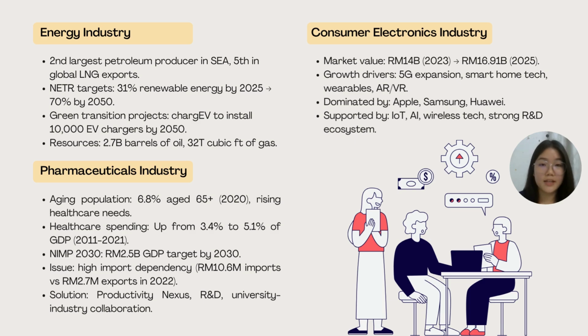We have also analyzed the energy industry. Malaysia is the second largest petroleum producer in Southeast Asia and the fifth largest liquefied natural gas exporter globally. But for the latest trend, the government is also working towards green energy. The National Energy Transition Roadmap targets 70% renewable energy by 2050.